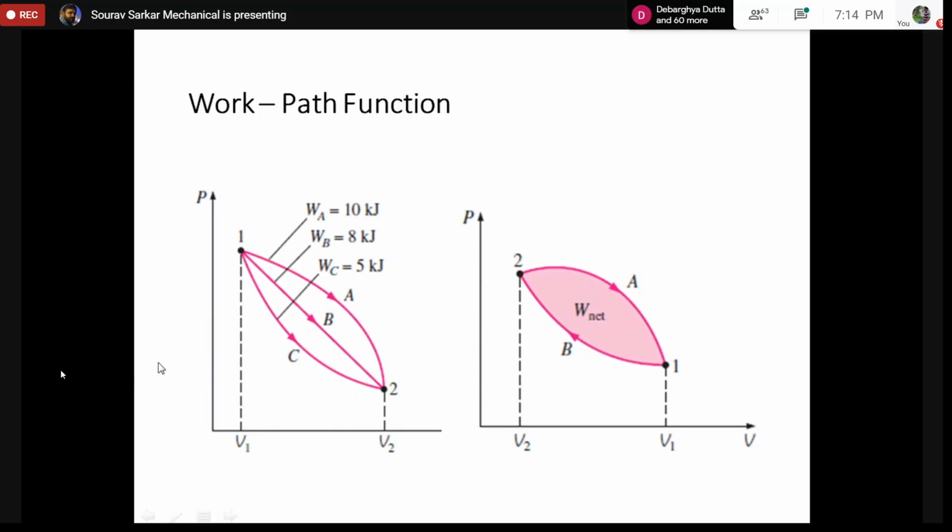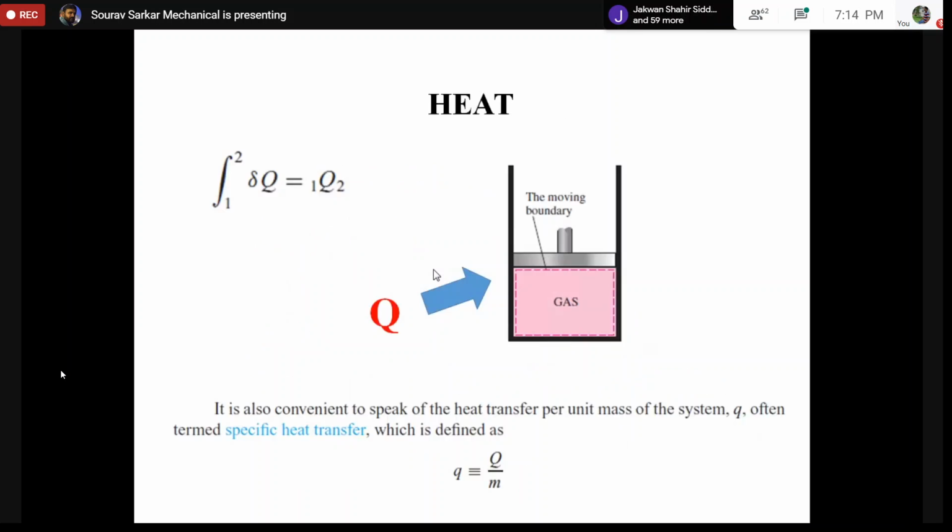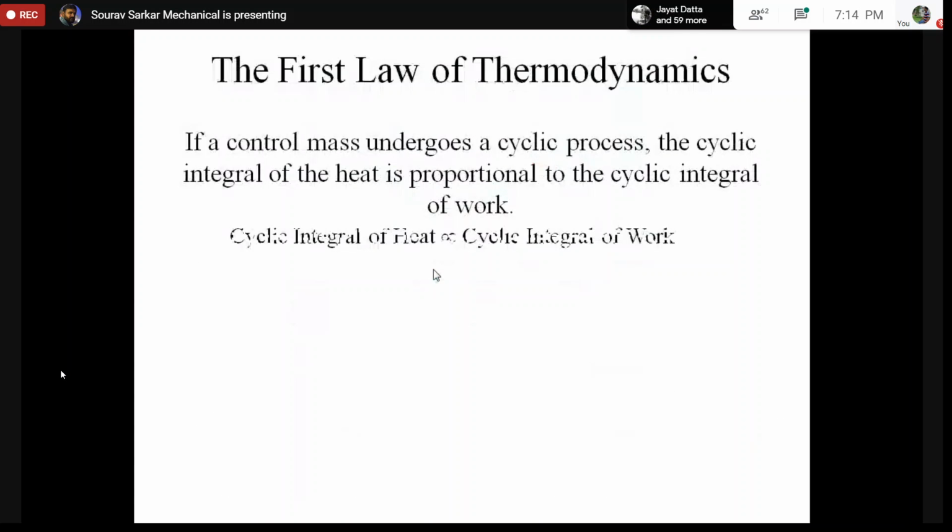During this process, from 1 to 2, work done is negative. Maybe heat transfer is negative. Whenever you are coming from 2 to 1, the heat transfer may be positive, the work done may be positive. I'm not bothered about the sign. But during this whole process, if you sum up the heat transfer and if you sum up the work transfer, they are equal. So net heat transfer for a cyclic process is equal to the net work transfer. That is basically the statement of the first law.